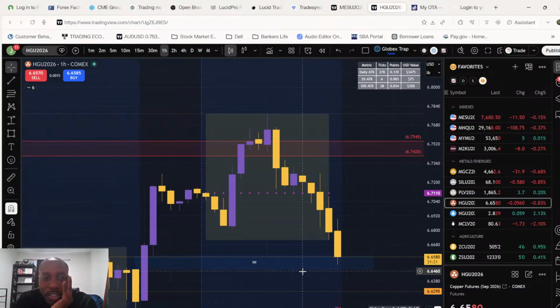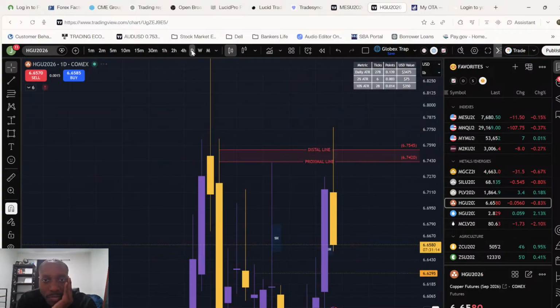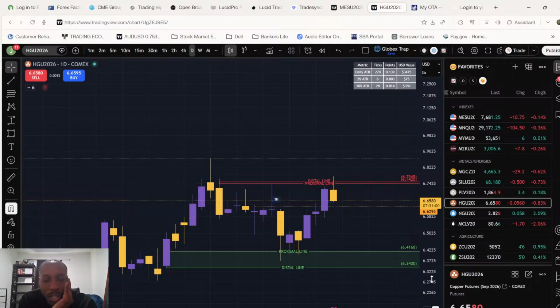So what I'm thinking, looking at this chart, are a couple things. On the daily, which you got to give more weight to than the hour, you have a huge wick with a bearish body, which means there's a lot of bearish momentum. Which means I don't know if I want to go against that right now on a 1 hour time frame.